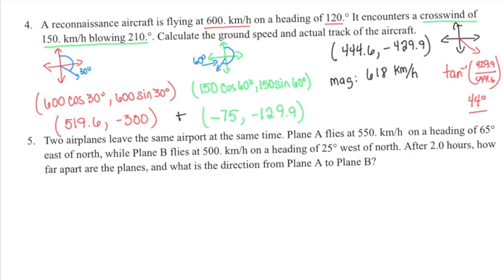I need to go back and say, how would I classify that as a bearing? Well, a bearing would start up here at north and then go all the way to that. So I have to consider this 90 degrees along with the 44 that they gave me. To give it in bearing form, my direction is going to be a bearing of 134 degrees.